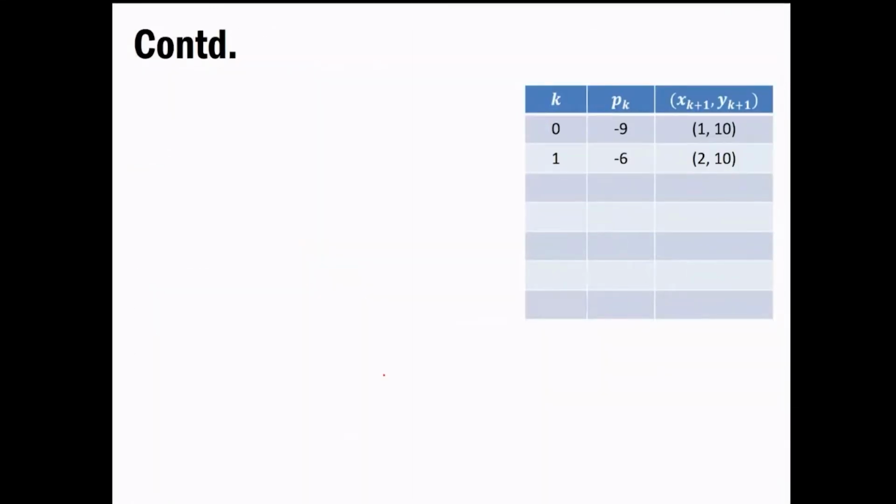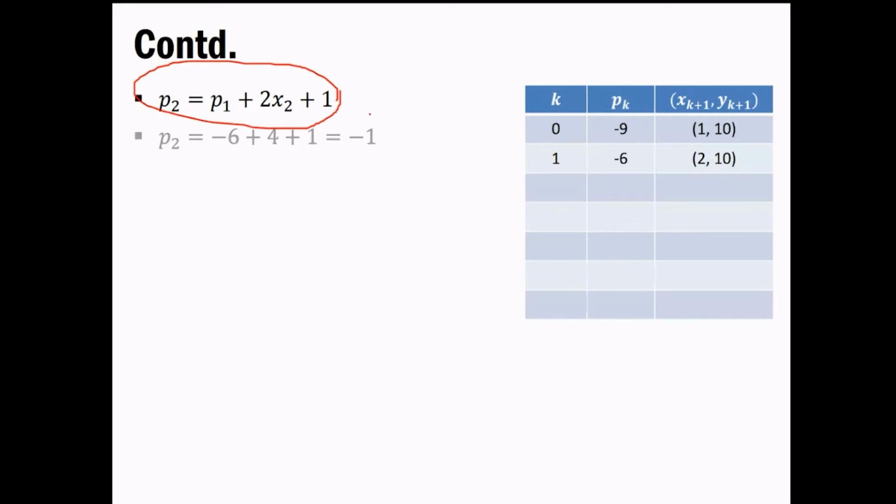Okay, yeah. So now again the same thing. If it is less than 0, then we keep this as it is, that is the decision parameter p1 plus 2x2 plus 1. So again try to calculate the next decision parameter. That would give us the value -1. If it is -1, then the next pixel you'd be getting is 3, 10, based on the -1 value.